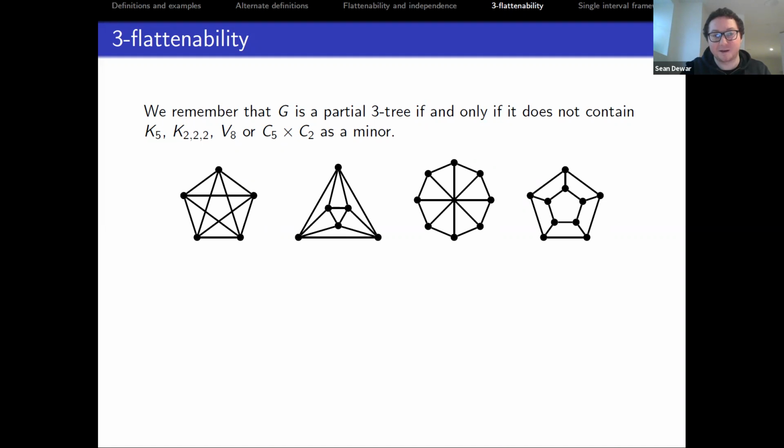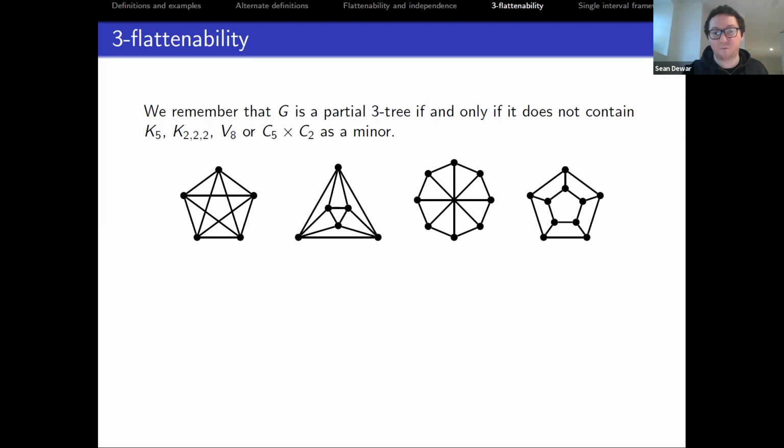We left off last time talking about 3-flattenability, and we're going to characterize it. So my plan for today is to characterize 3-flattenability, talk a bit about single interval frameworks, and then if you have any other questions, we can discuss that at the end of the class.